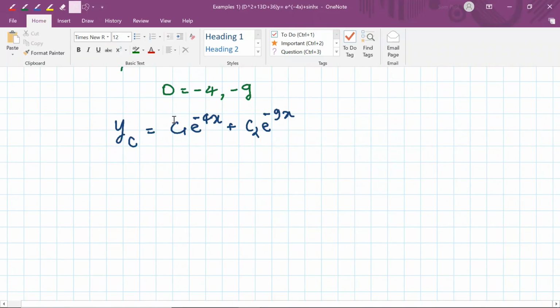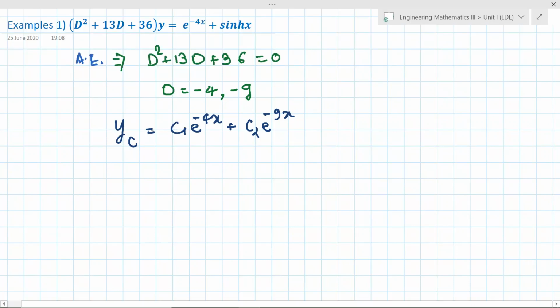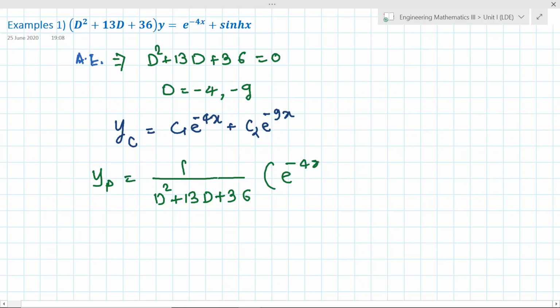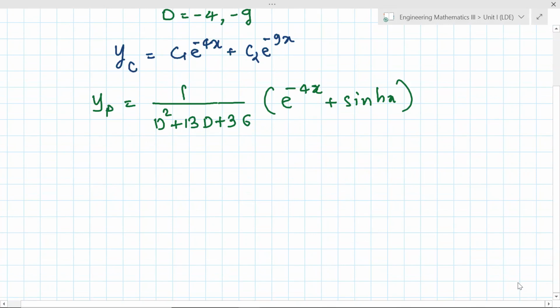Okay, now let us move forward for the particular integral. My particular integral is yp is equal to 1 upon phi of D, that is, D square plus 13D plus 36, into e raised to minus 4x plus sine hyperbolic x. Same as the previous, we just split this term into two parts. Use the linearity property.